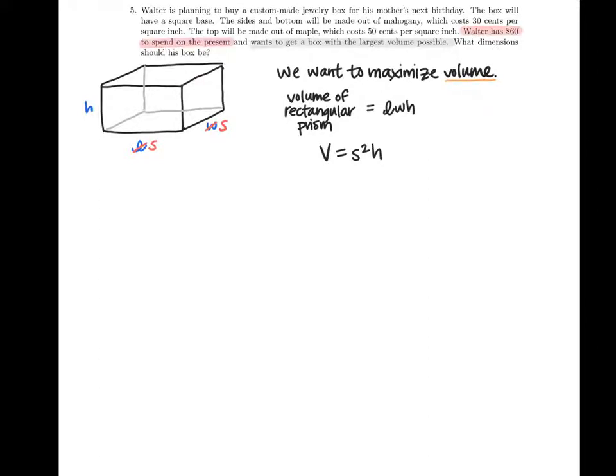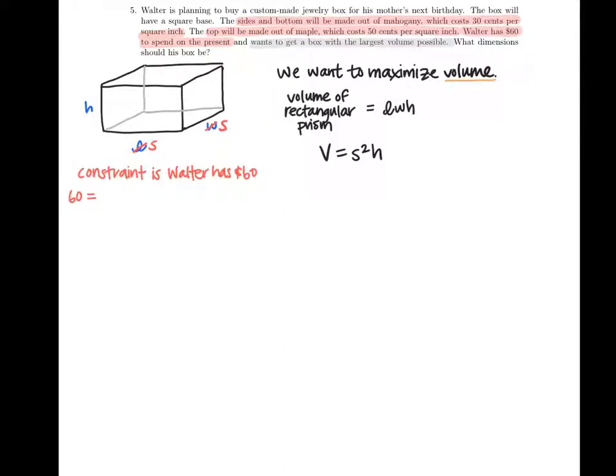And then these pieces up here: the sides and bottom will be made out of mahogany, which costs 30 cents per square inch. The top will be made out of maple, which costs 50 cents per square inch. But it's really this piece right here that Walter has $60 to spend on the present. So that means the total cost of every single piece, each side, the top and the bottom, has to sum to 60 bucks. All right, let's take a look at how to write that down mathematically.